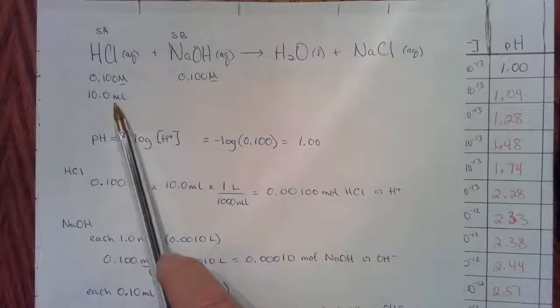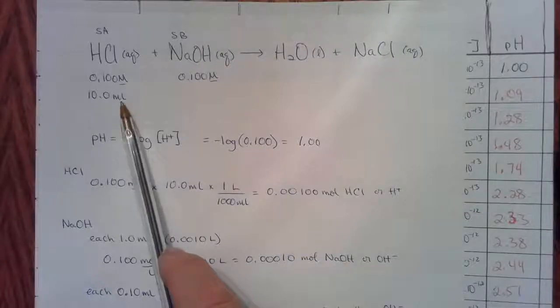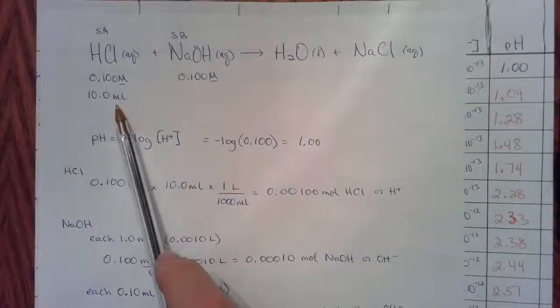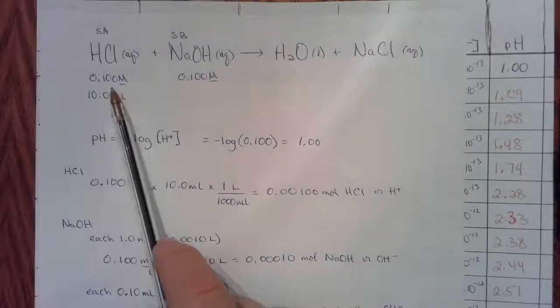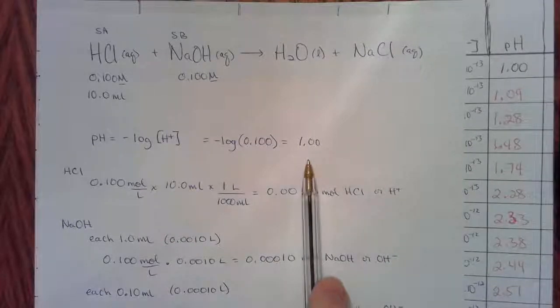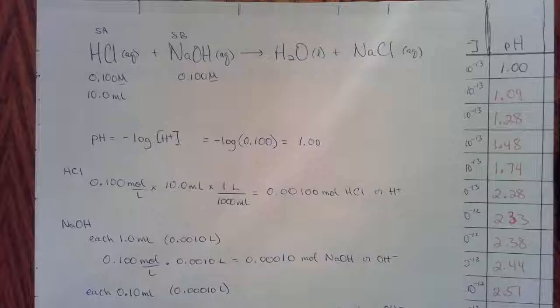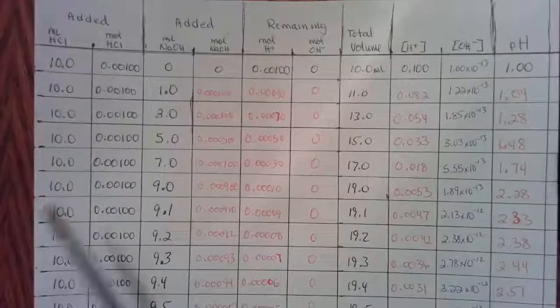The pH of that acid is the negative log of the hydrogen ion concentration, which in this case, being a strong acid, is the same as the acid concentration because it completely dissociates. So the pH will be the negative log of 0.100, which will be 1.00. The first line on my table here represents that situation.